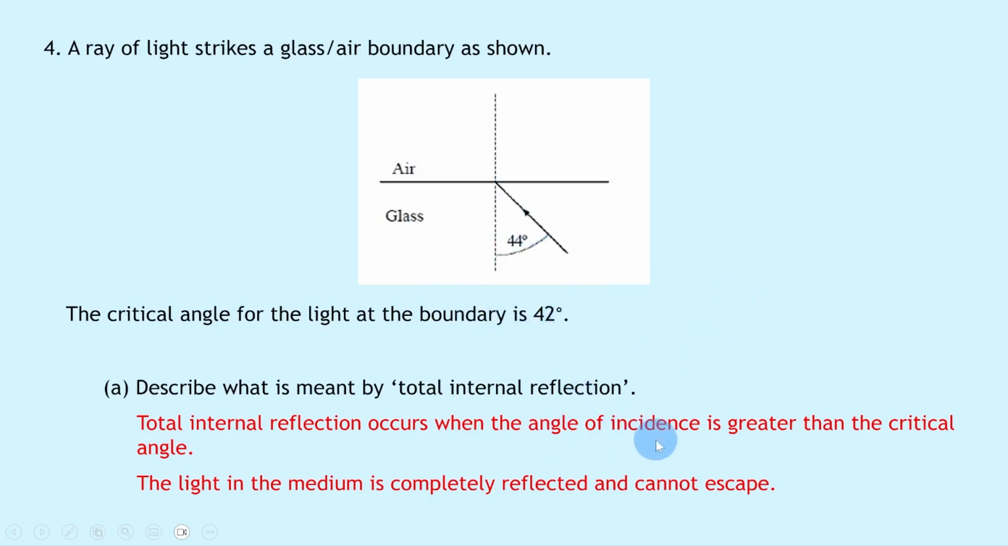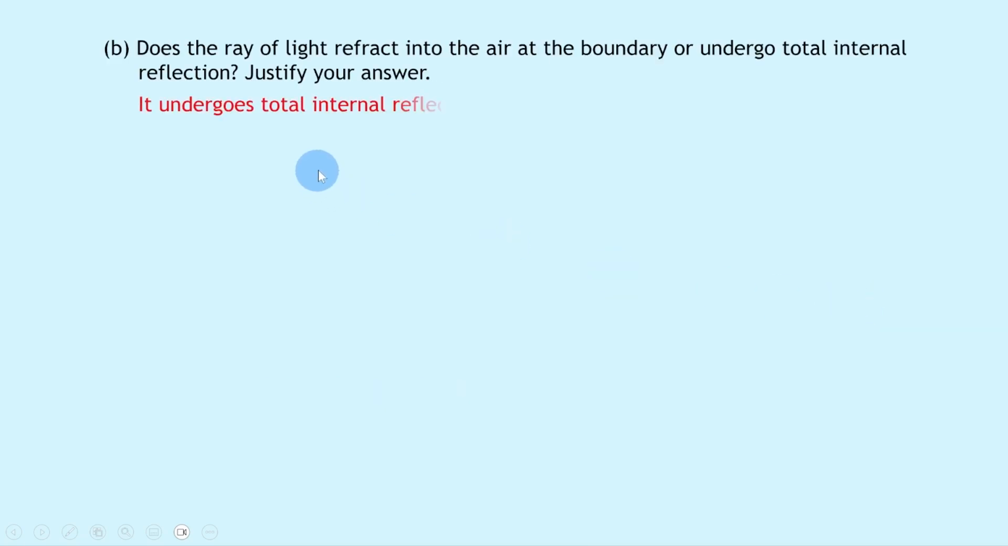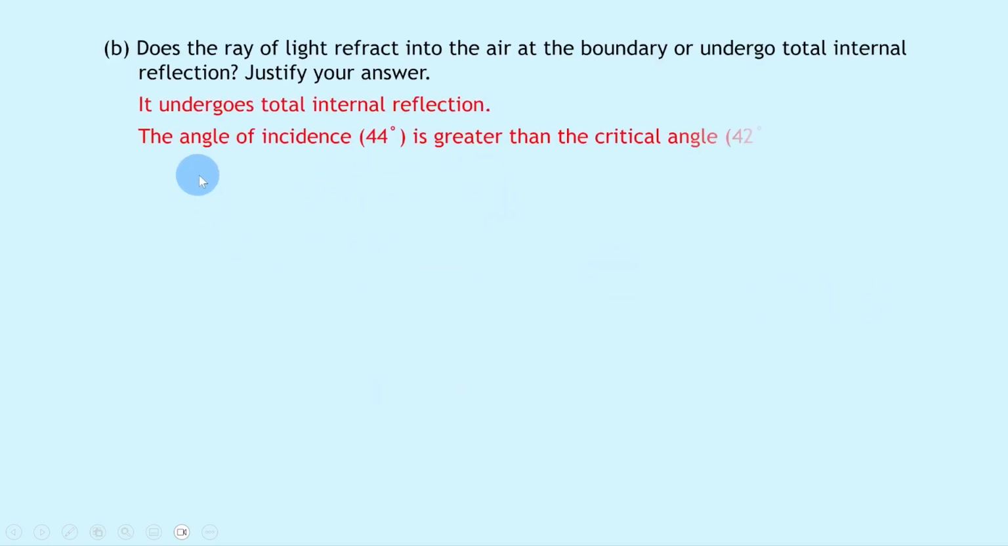So we've just said that total internal reflection will occur when your angle of incidence is greater than the critical angle. So because this angle of incidence, 44 degrees, is greater than the 42 degrees, we will get total internal reflection inside this glass. It won't be refracted into the air. So we can say it undergoes total internal reflection, and that's because the angle of incidence, which is 44 degrees, is greater than the critical angle at 42 degrees.